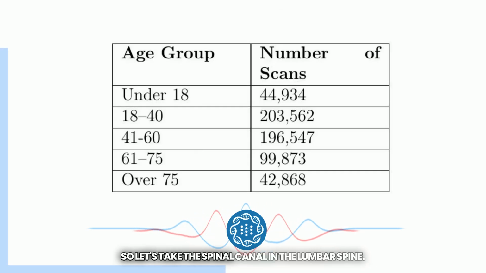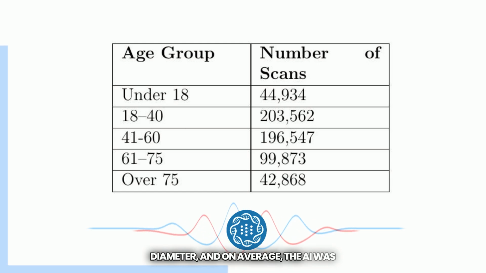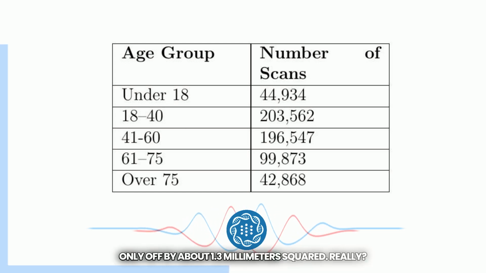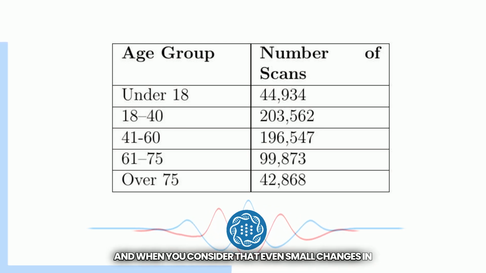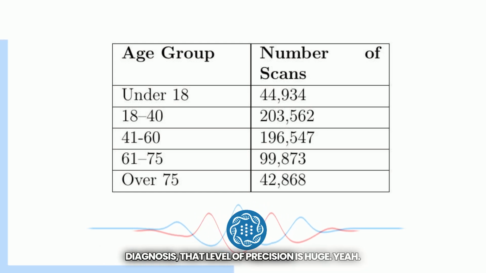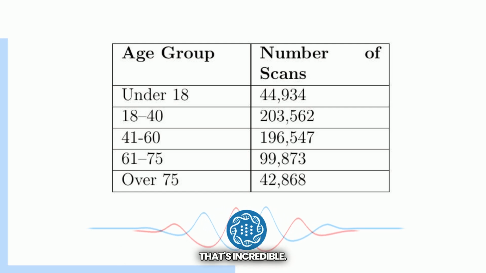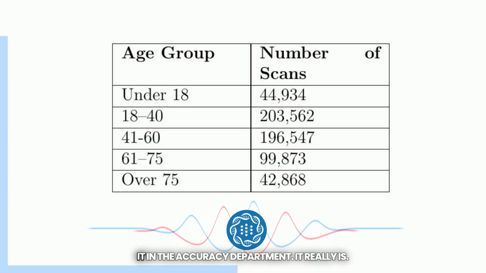Sure. So let's take the spinal canal in the lumbar spine. They were measuring the front to back diameter, and on average, the AI was only off by about 1.3 millimeters squared. Really? That's tiny. Right. And when you consider that even small changes in the spinal canal diameter can be really important for diagnosis, that level of precision is huge. Yeah, that's incredible. It's like the AI has a microscopic ruler or something. So this AI is clearly killing it in the accuracy department.